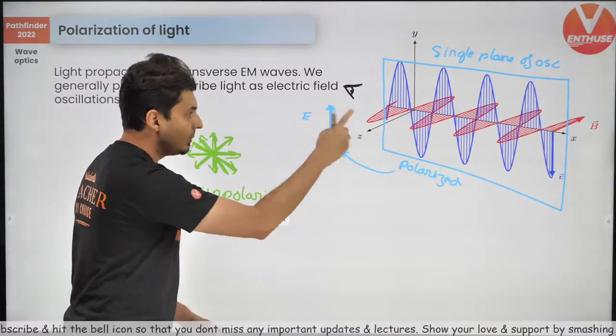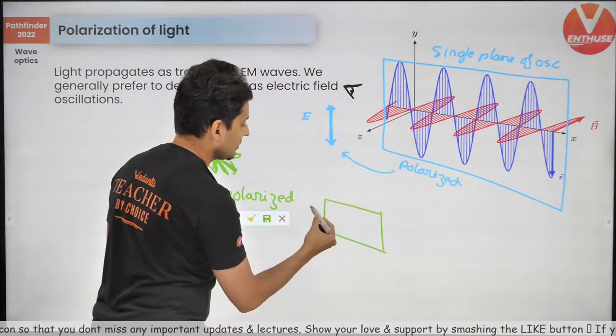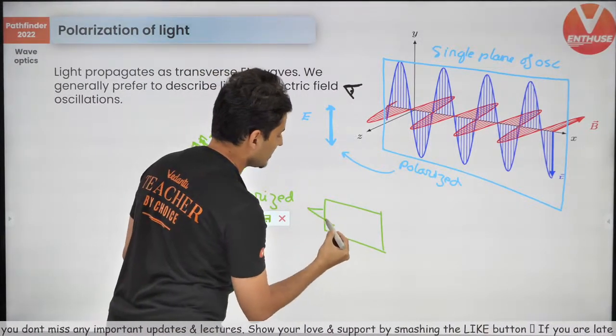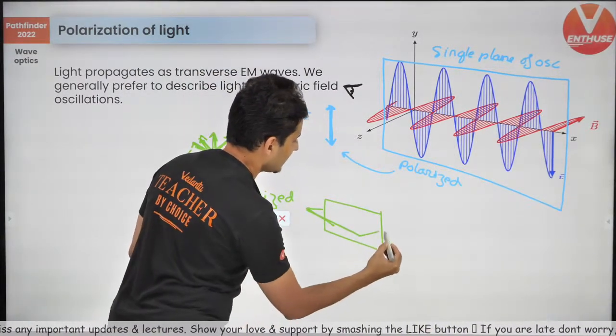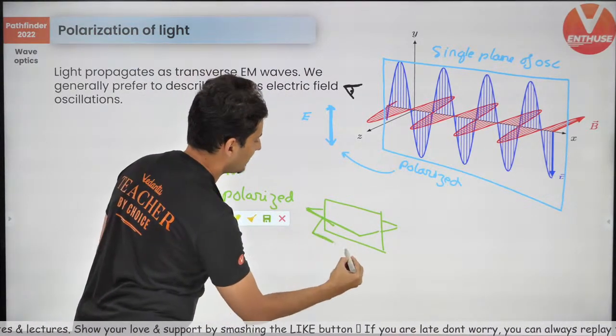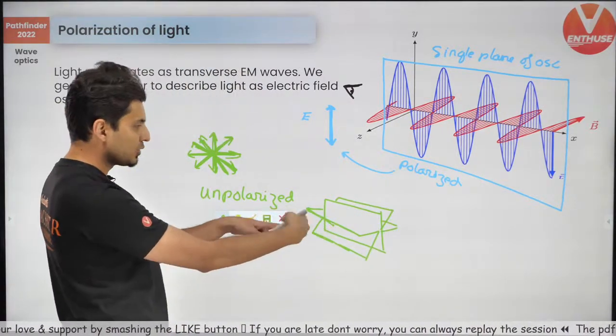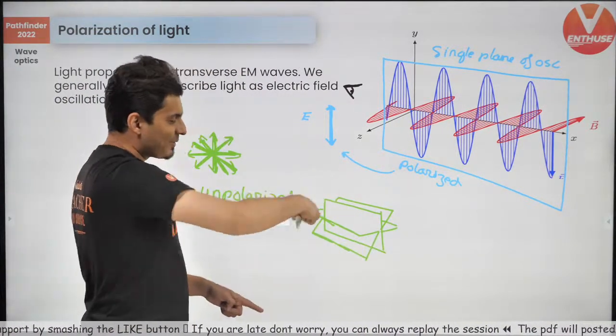So there are different planes in which the electric field will oscillate. I can probably show you something like this. This is one plane, this is going to be another plane, maybe like this. So you can visualize this. There are so many planes in which the electric field oscillates.